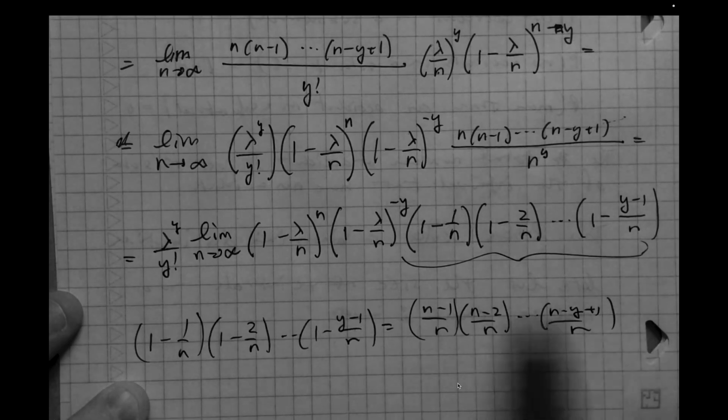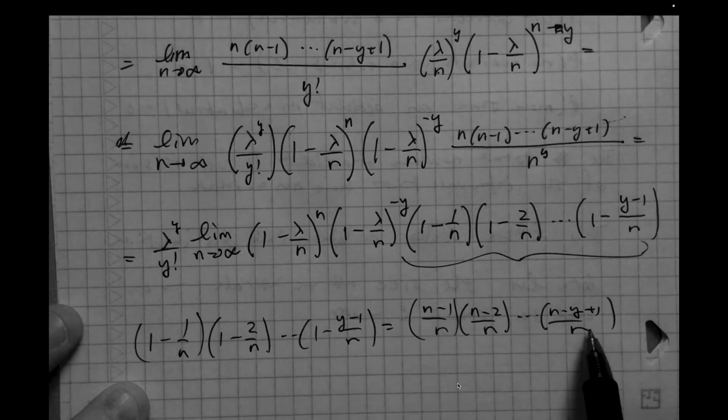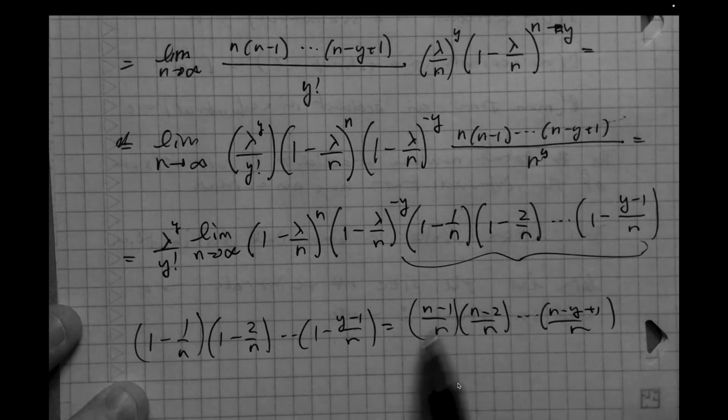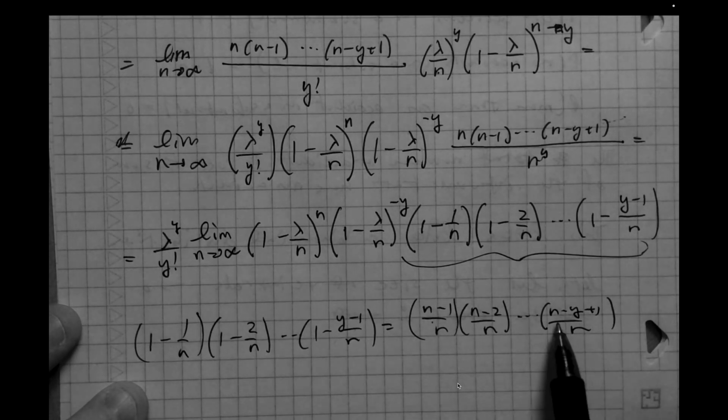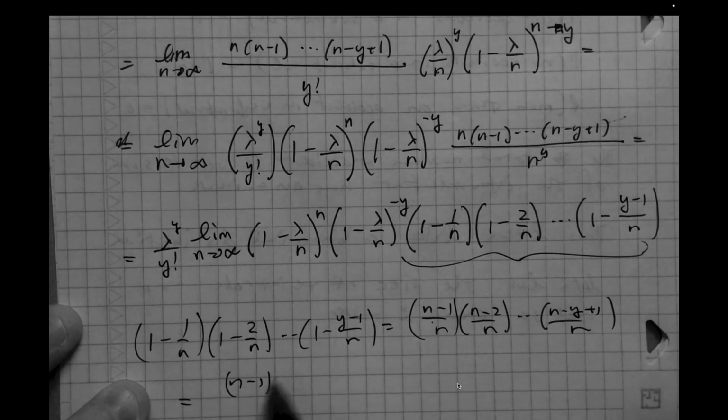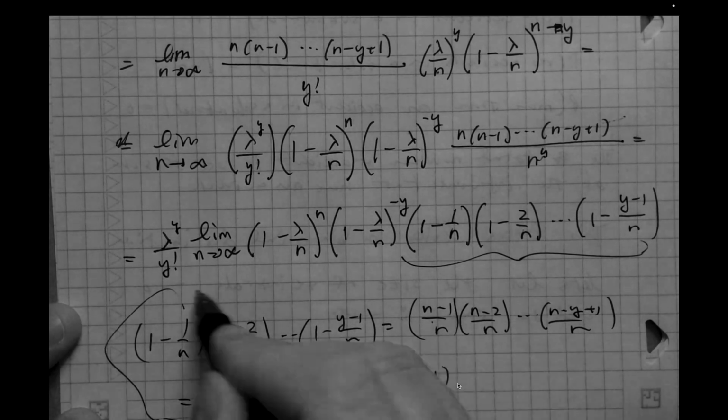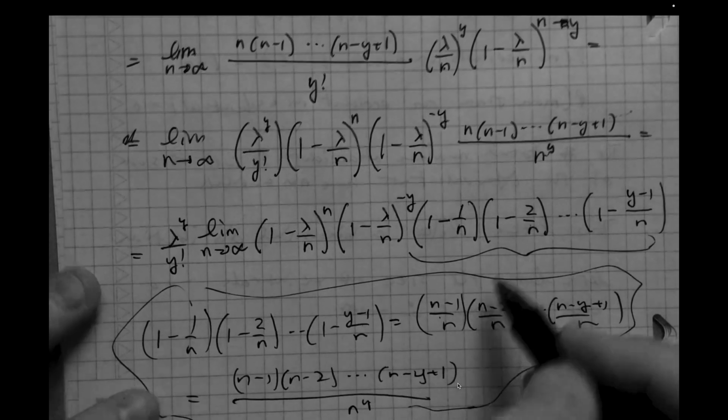Now, how many n's do I have? Well, I've got y of them, 1, 2, all the way up to n minus y plus 1, so that's y of them. So this is just equal to n minus 1 times n minus 2 dot dot dot n minus y plus 1, all over n to the y. And that's all I've done there. Okay, that's what this piece here is.